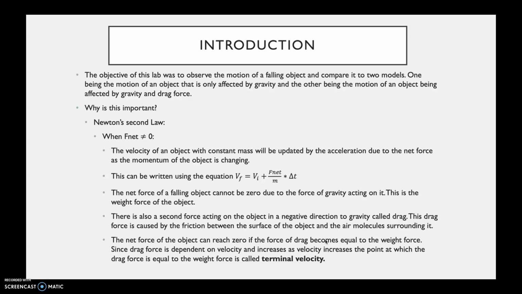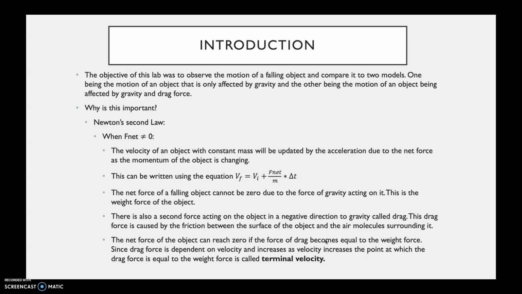Newton's second law tells us that the net force on an object is directly proportional to its acceleration. When net force is not equal to zero, the velocity of an object with constant mass will be updated by the acceleration due to the net force, as the momentum is also changing. This can be written using the velocity update formula seen right here.